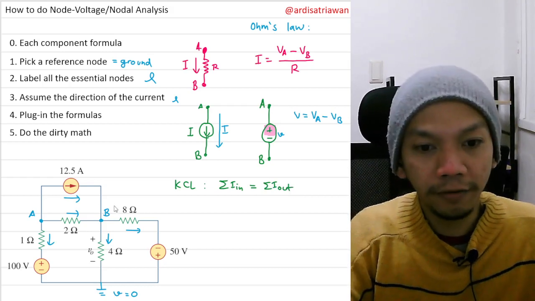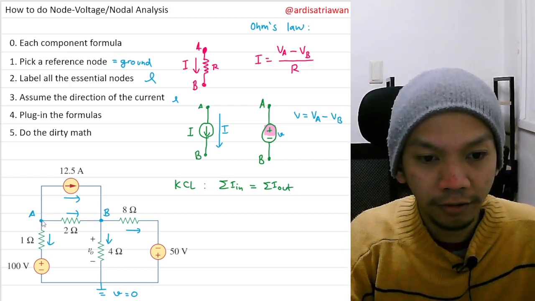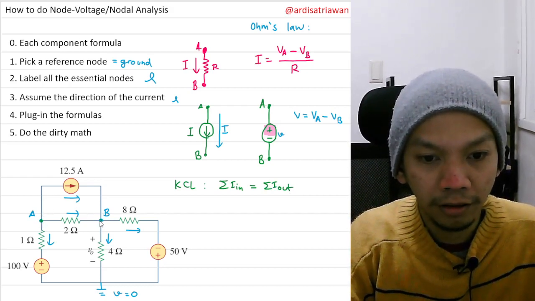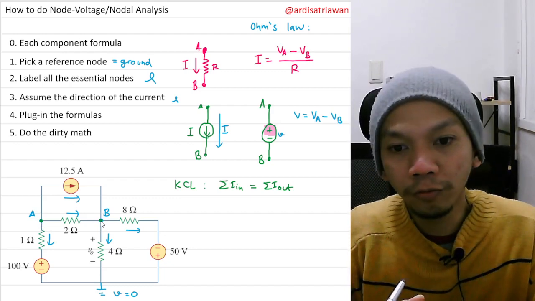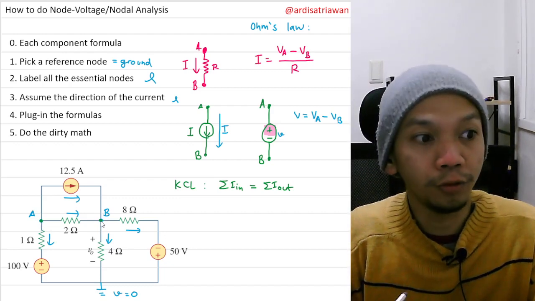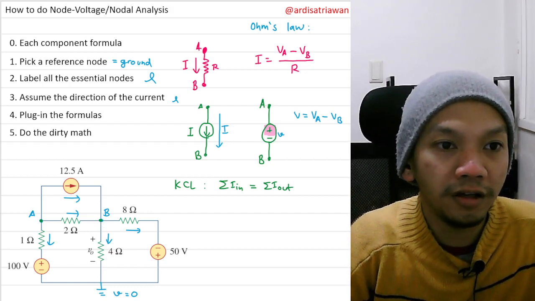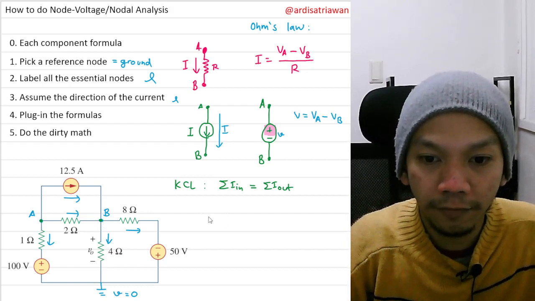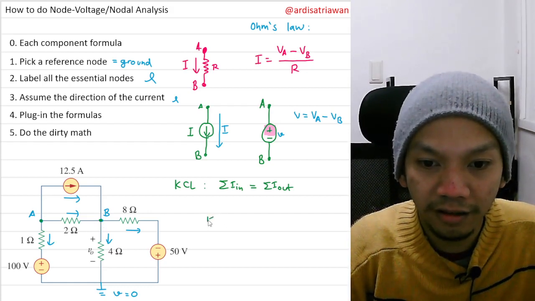Okay, now we have these two essential nodes, node A and node B. So basically we do KCL in these two nodes. Okay, let's do that. The first one will be KCL at node A.